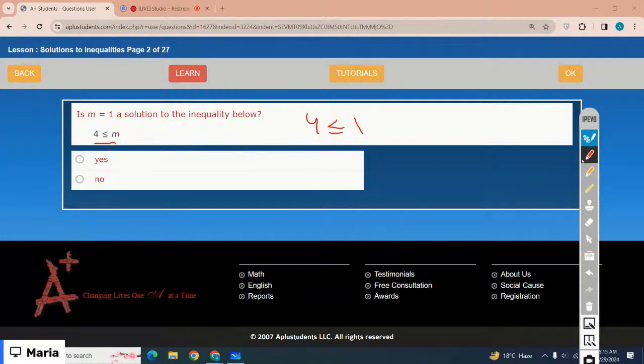The correct option is no, right? Because 4 is not less than or equal to 1. 4 is greater than 1. So the correct option is no. That means m equals 1 is not the solution of the inequality. Got it?